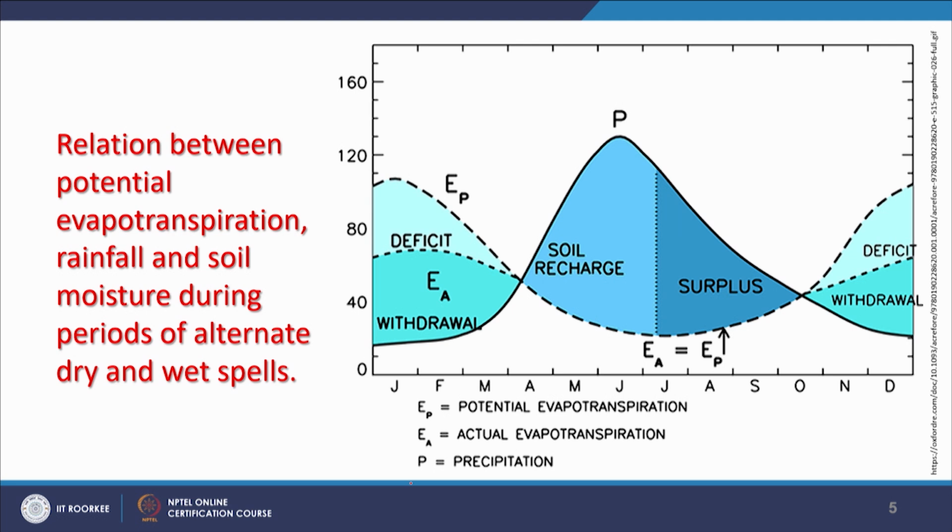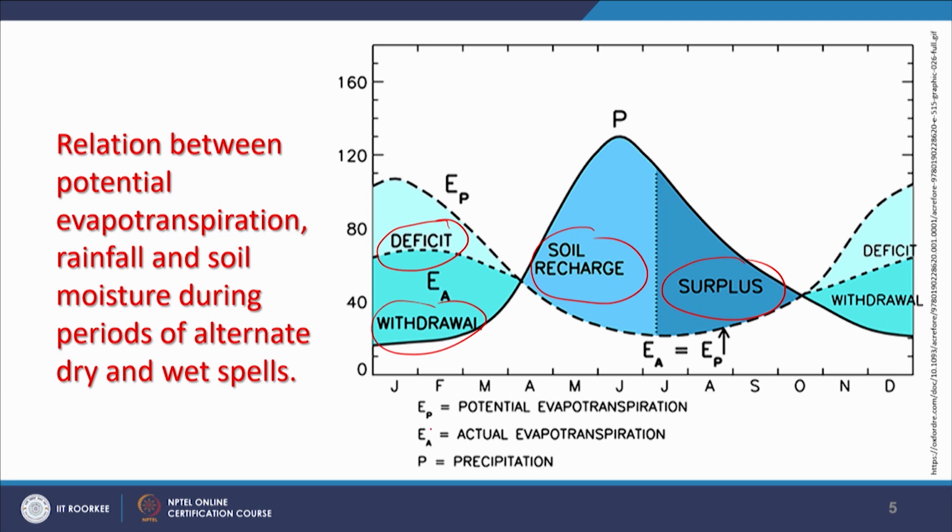evapotranspiration losses. What we see is that initially we have deficiency and here we have withdrawal. More withdrawal would be there if the soil moisture is less, and if a wet spell comes, then there is soil recharge, then there is a surplus of water, and then there may again be a dry period. So, this cycle keeps going on.